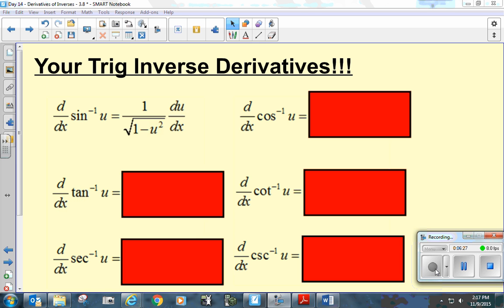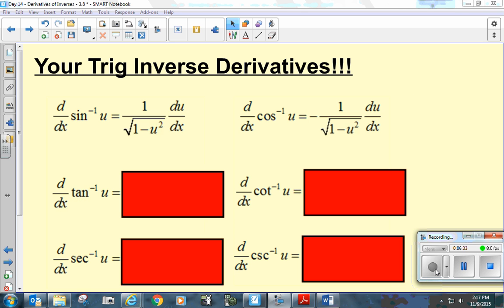Take a look at this and try to figure out what you think this is going to be. The negation of it. Just the negation of it. Because cosine, negative sine, when you do regular derivatives. So the inverse of cosine is literally negative whatever the inverse of sine is. Derivative. You see what I'm saying? How you put that together? You see this right here? That's the derivative of the inverse of sine.